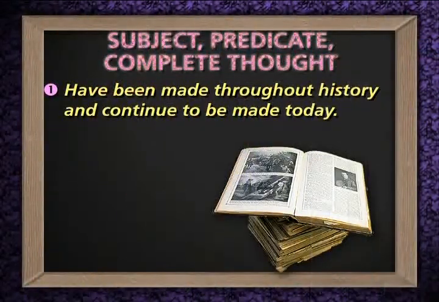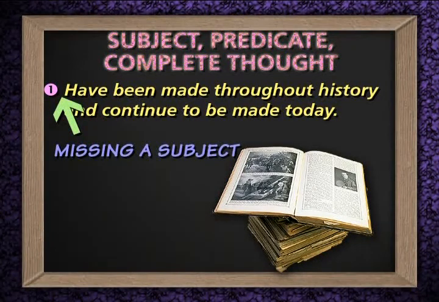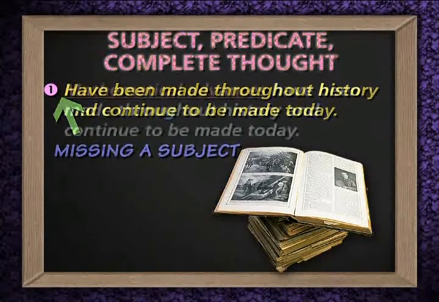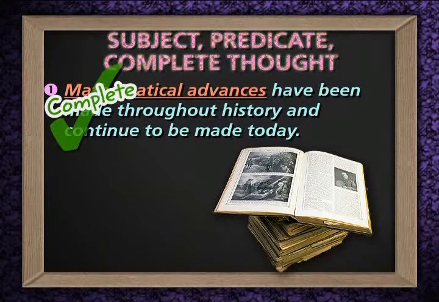Number 1, have been made throughout history and continue to be made today. Well, my question is, what have been made throughout history? What is continuing to be made today? So I'm missing my subject. I must provide a subject. Now let me see if I can think of something. Mathematical advances would make sense here. So now my sentence has a subject. Mathematical advances have been made throughout history and continue to be made today. Now my sentence is complete and it makes sense.